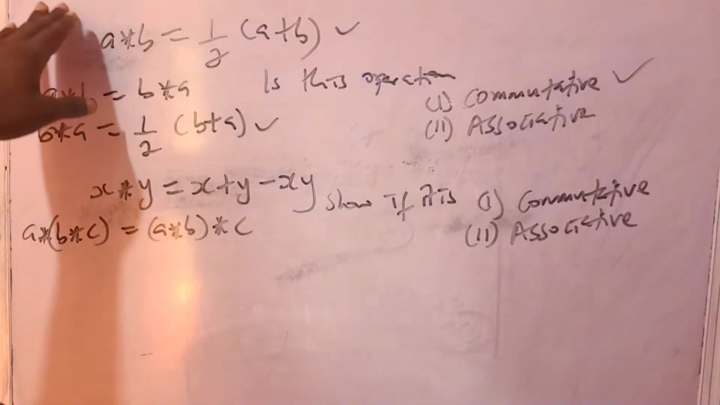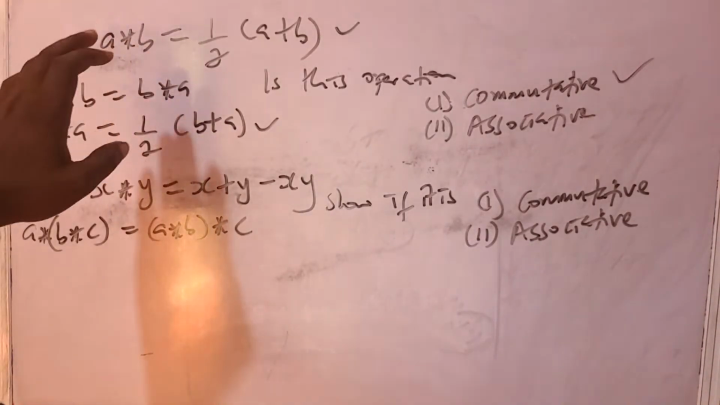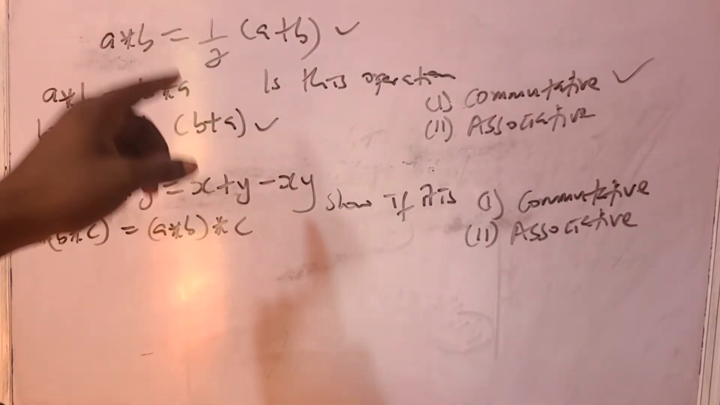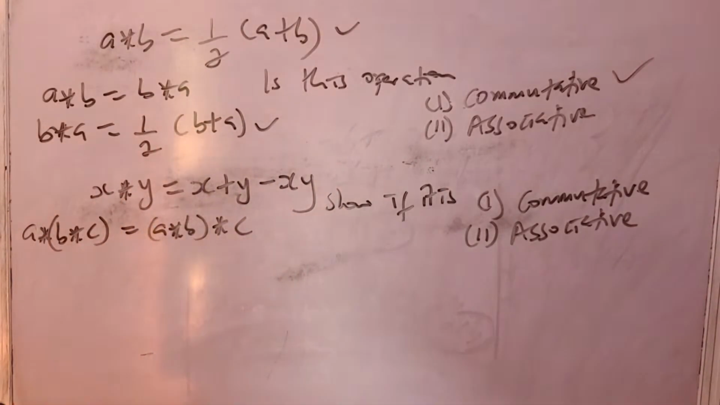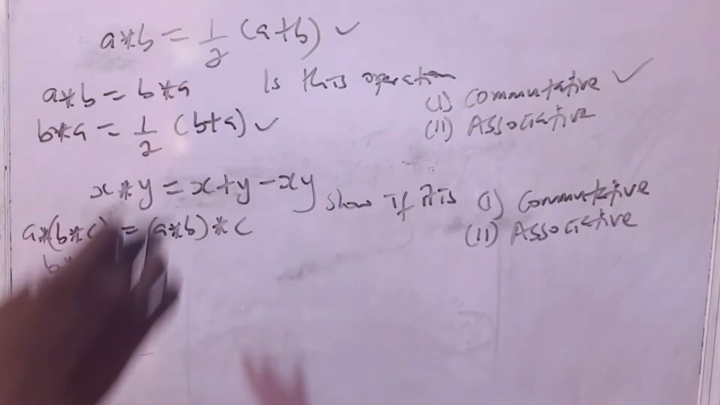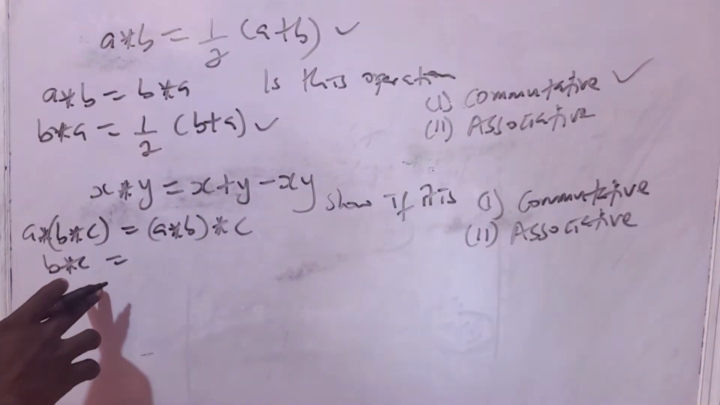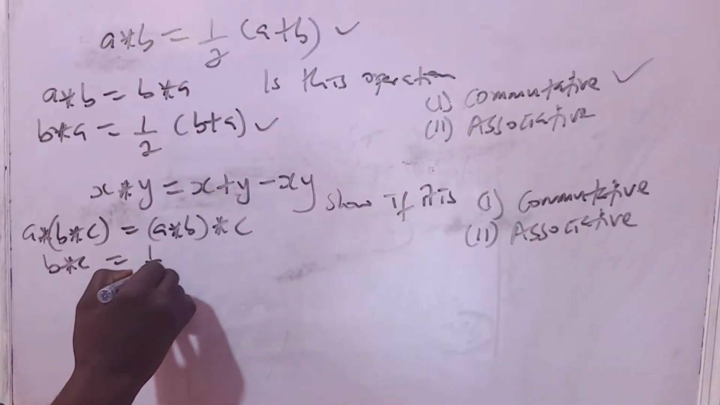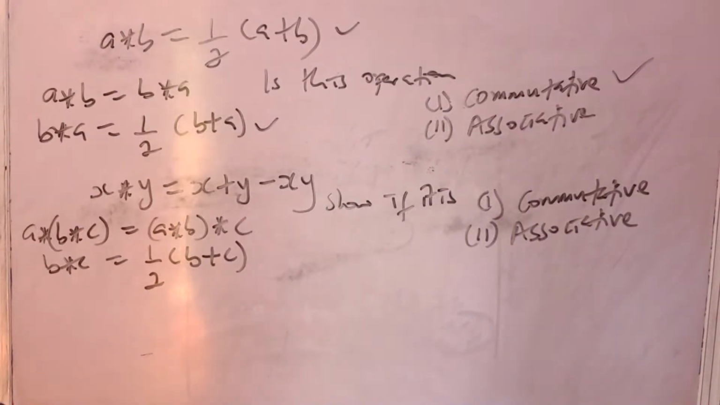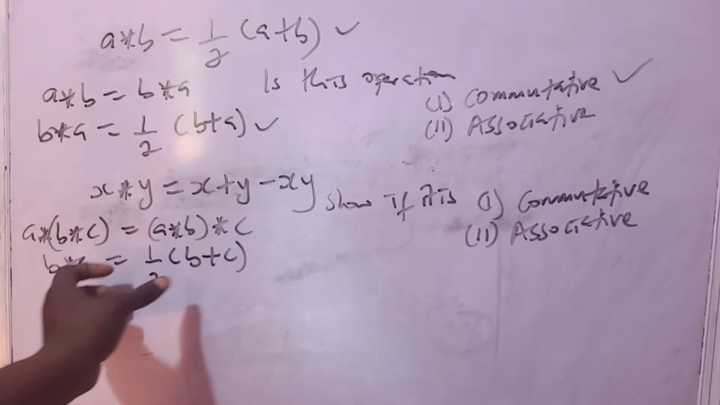what is B star C. And don't forget, whatever you define your expression on, is what you will always use to tackle any other thing. So for you to find B star C now, you have to come back and use the operation on which the function was defined. Now this is B star C, so this will be 1 over 2 (B plus C). Alright? So the whole of B star C is this.